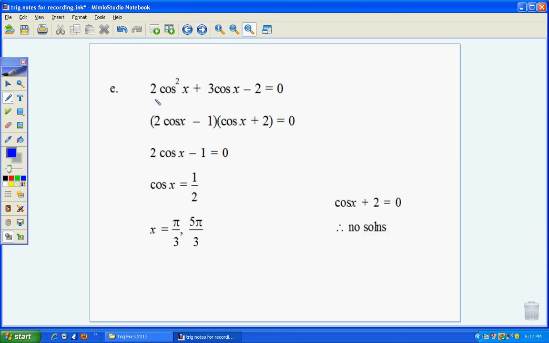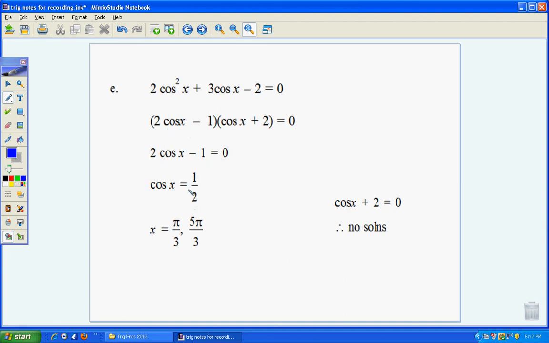Here's one where we start with a quadratic equation, and we need to factorize it. So we use our cross method, or any other method you like. If you want to do a substitution, you can do that as well. To get it down to the factorization of the quadratic equal to 0, 2 cos of x minus 1 would be equal to 0, or cos of x is equal to a half.